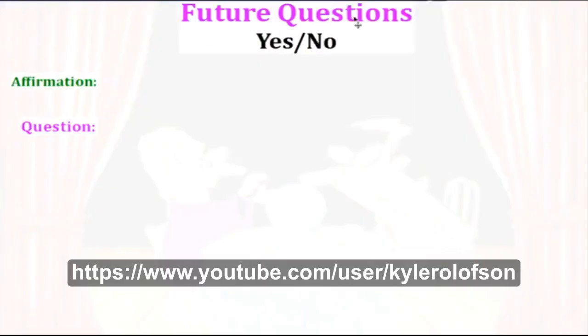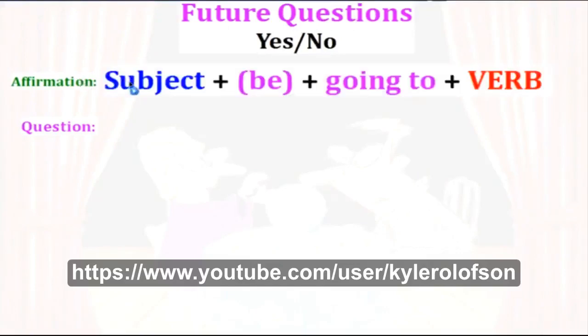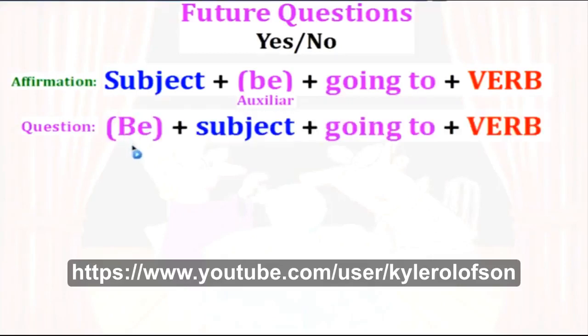Okay, for the future questions, specifically the yes and no questions, remember, in the affirmation, we use subject, be, going to, and the verb. Now, in the affirmation, be is the auxiliary. It is not the principal verb. The principal verb is here. So remember, in the question, we use the auxiliary first. For example, be first, because it is the auxiliary. Then the subject, then going to, then the verb.